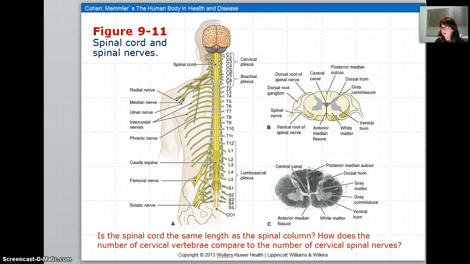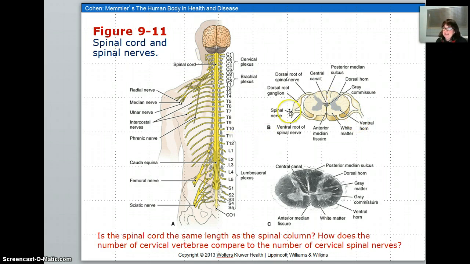When you look at the spinal cord in a cross section, you'll see that it has a butterfly-like gray matter surrounded by white matter in this situation. The gray matter is the nervous tissue and the white matter are the tracts that protect it.